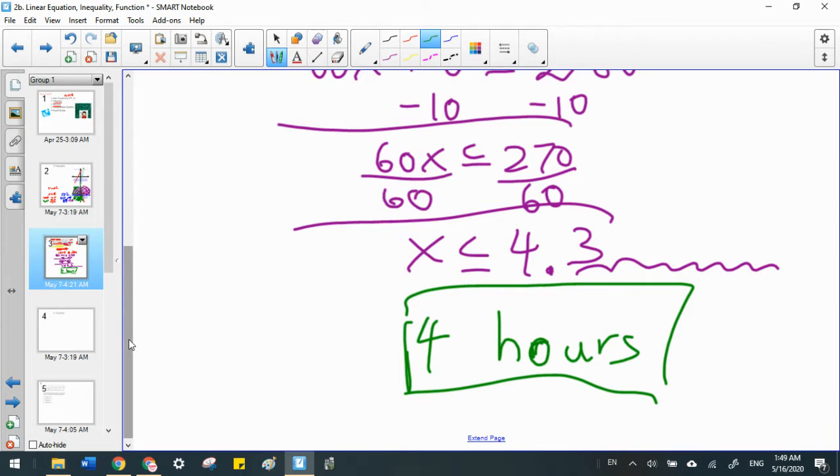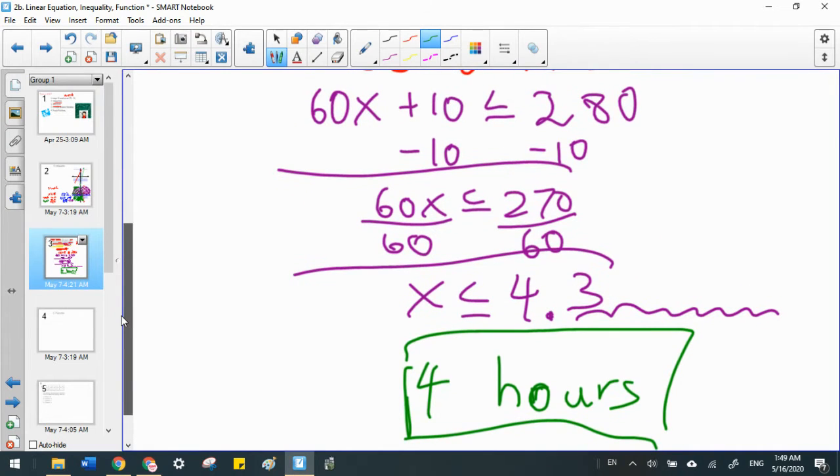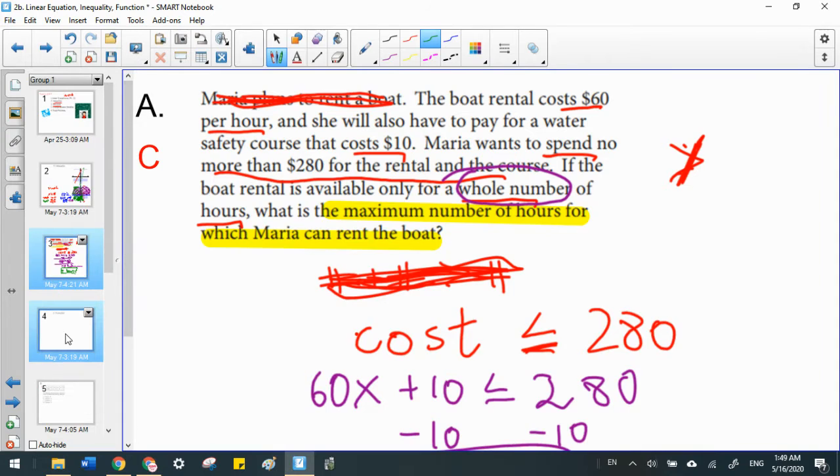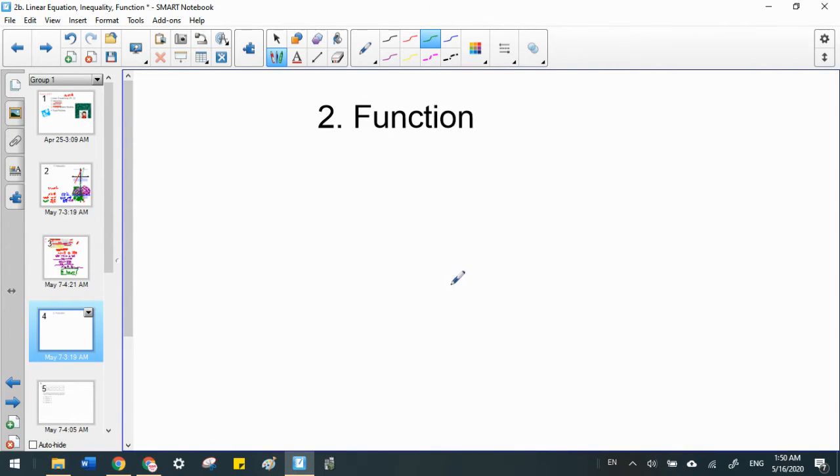And that is enough for me to be done with the problem. Okay. And now we move on to the concept of a different way to represent linear functions, this time through the eyes of a function.